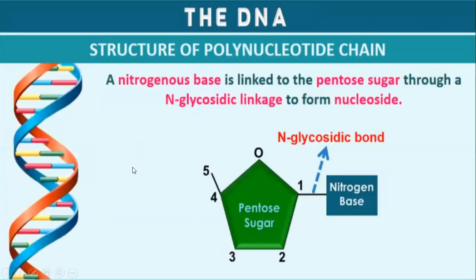A nitrogenous base is linked to a pentose sugar through an N-glycosidic linkage to form a nucleoside. So the bond between a pentose sugar and a nitrogenous base is known as the N-glycosidic bond. And this linkage between the pentose sugar and the nitrogenous base is known as glycosidic linkage.